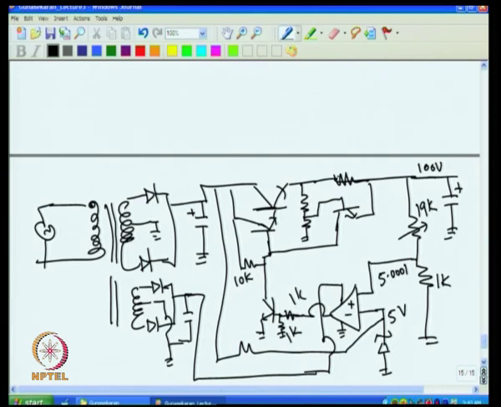Of course, there are a few other configurations that can also be used for high voltage regulation, and this is one of them. For example, I can modify this and get a different circuit for high voltage. I will show you one such modification. What you do is, I remove this circuit.